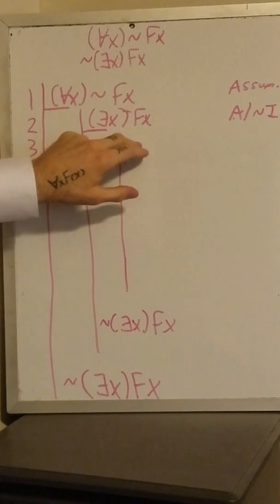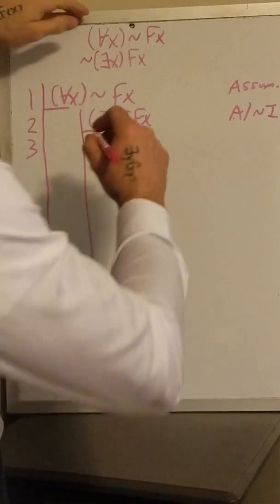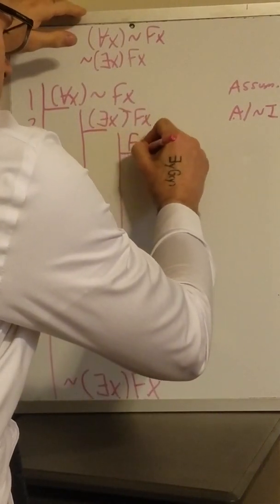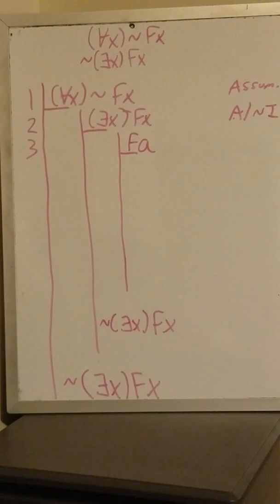So we have to pick a constant that's new to the proof. That's no problem. Okay, there's no constants in the proof yet. So you just use a. Okay, so that's an assumption for purposes of existential elimination.